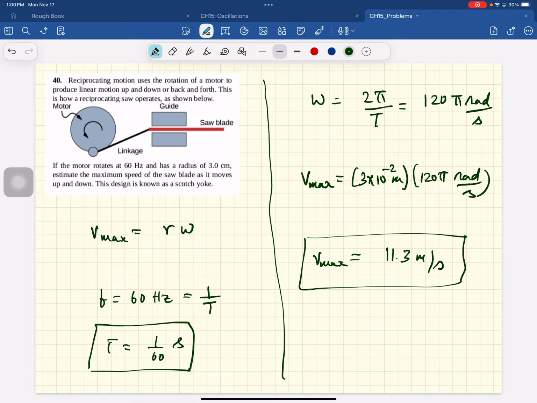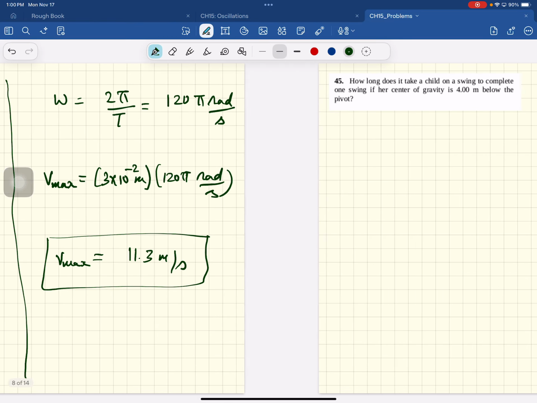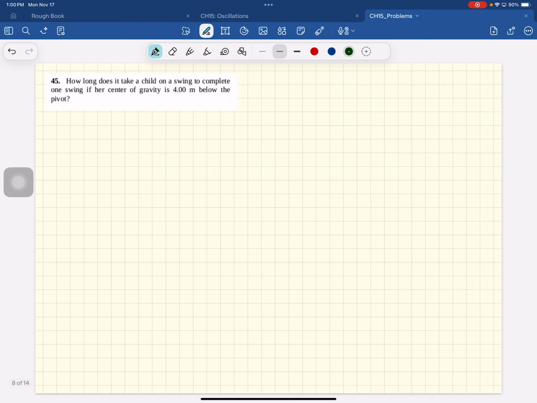Any questions on this? Yep. So how did you get the equation of V max equals R times omega? Is that what's in the notes? Yeah, it's in the notes. Oh, it is, okay. It's from chapter 10.